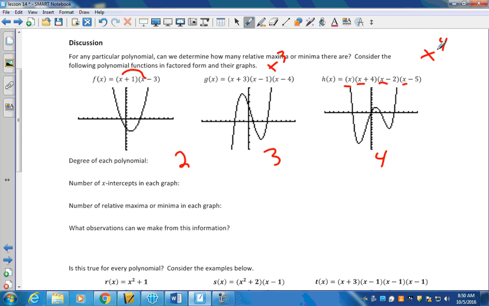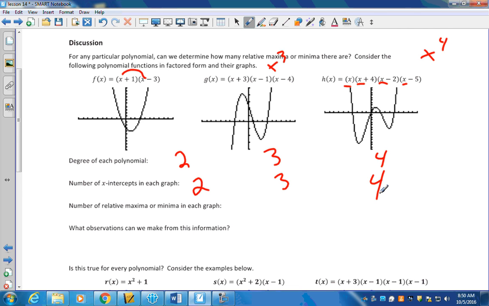Number of x-intercepts. How many x-intercepts in this one? How many x-intercepts in this one? How many x-intercepts in this one? What does that tell you? The degree of the function matches the x-intercepts. That's how many answers you're going to get. Whatever the degree is, that's how many answers you're going to get.